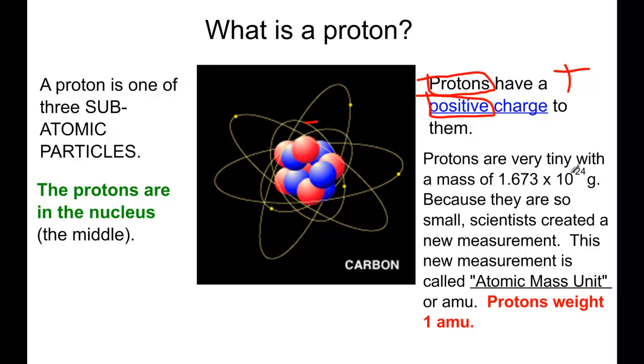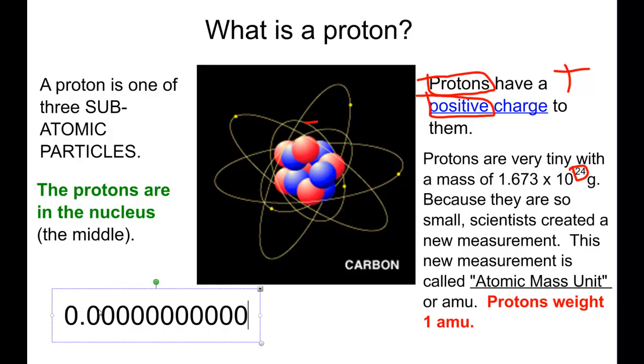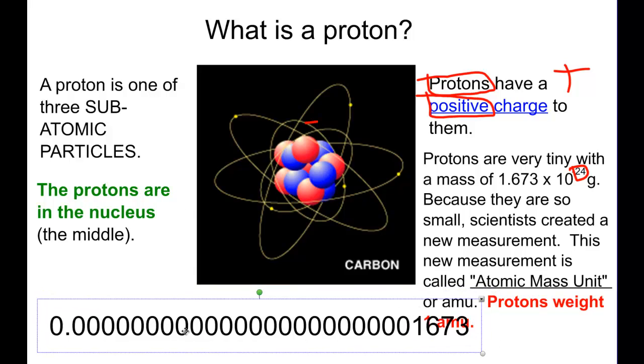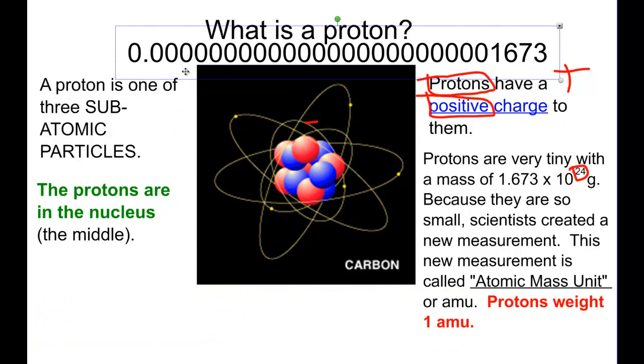Times 10 to the negative 24 means that if I write out this number, I'm going to type it out. That is 0, and then we're going to put 23 zeros. 1, 2, 3, 4, 5, 6... I think that's 23 zeros, and then 1673. This is that number. That's a very tiny number.